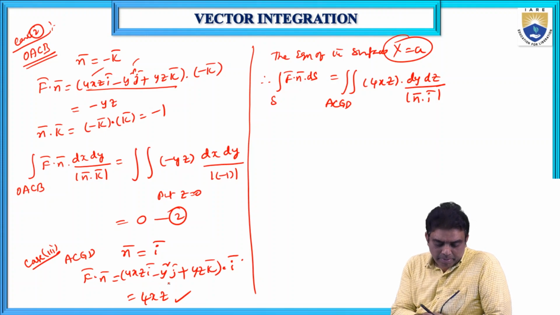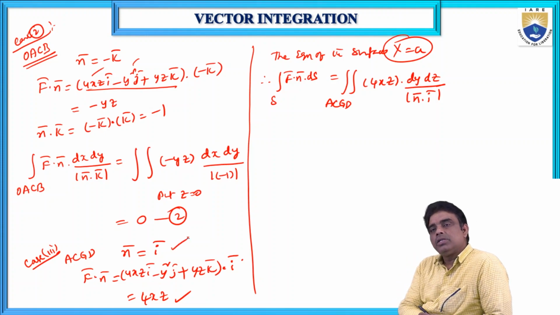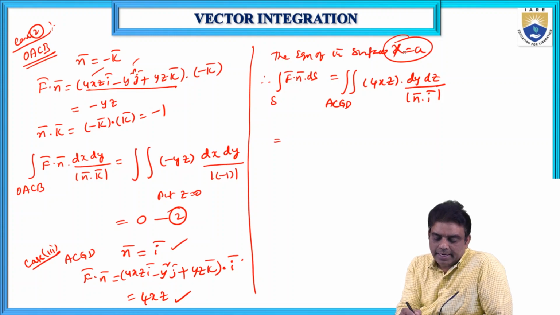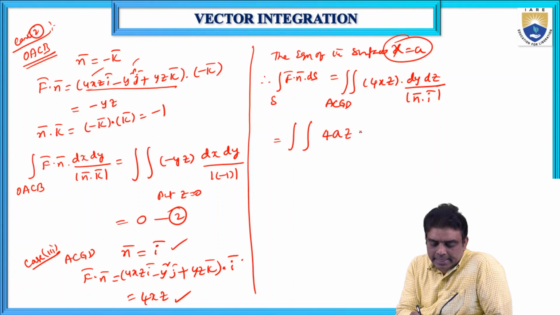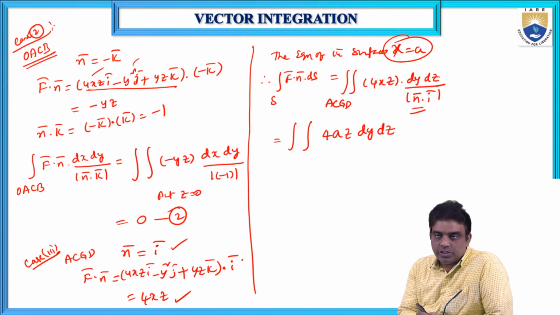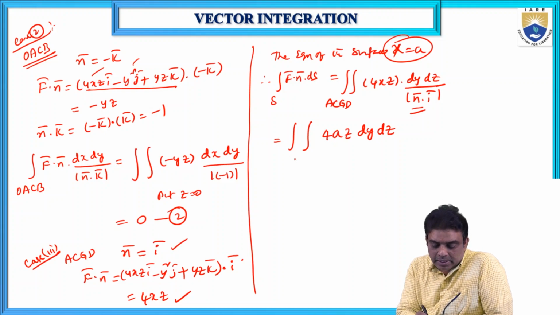So what is n bar dot i bar? Clearly 1. n bar is i bar, so n bar dot i bar is also 1. And here x is equal to a. So substituting all the values, 4az dy dz, the denominator also 1. The limits are y from 0 to a, and z also from 0 to a.